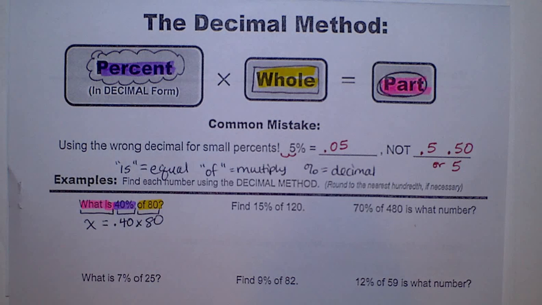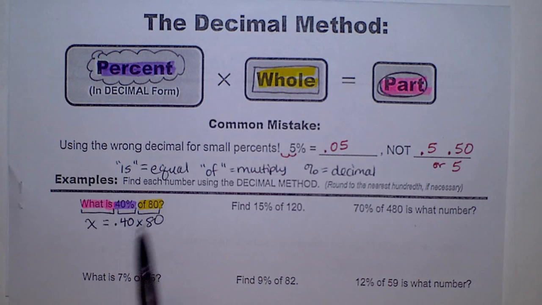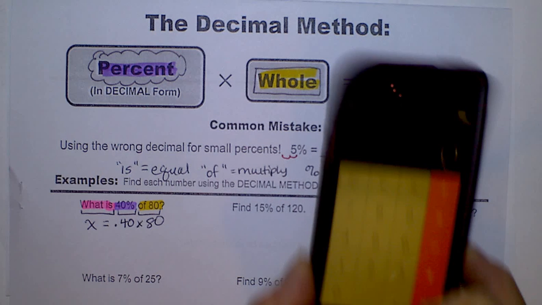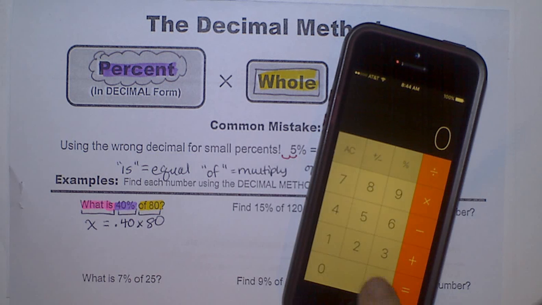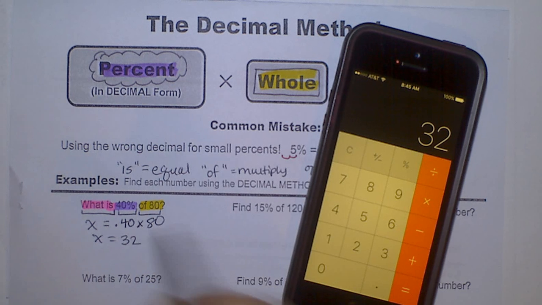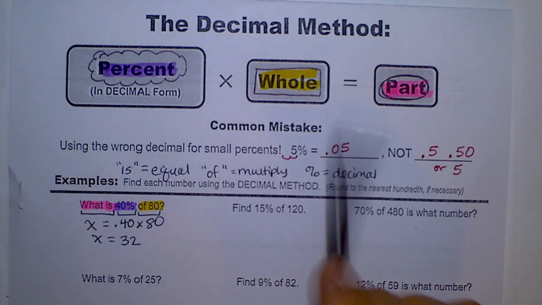So what we've done is we've taken the same type of question, but instead of using a proportion, we are setting it up as an equation. So now, with my calculator, I am just going to type in 0.40 times 80. So x equals 32. So that's how you're going to solve the same type of question, but using the decimal method.